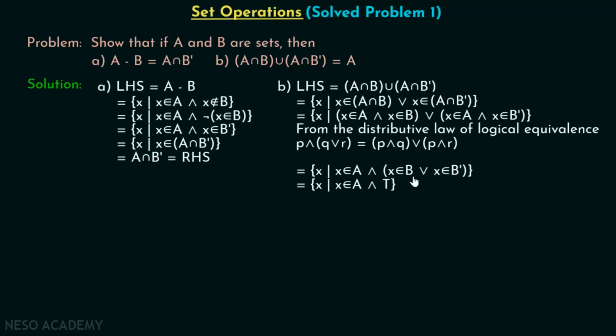Now what is this? x belongs to B or x belongs to B complement. Obviously this will always be true, right? This is a tautology. Therefore we can write capital T over here. So we got the set of all x such that x belongs to A and true. Obviously x belongs to A and true can be rewritten as x belongs to A. So we got the set of all x such that x belongs to A, which is equal to A, right? And this is the RHS. So here we have deduced the RHS from the LHS. Hence we can say that A intersection B union A intersection B complement is equal to A, right?